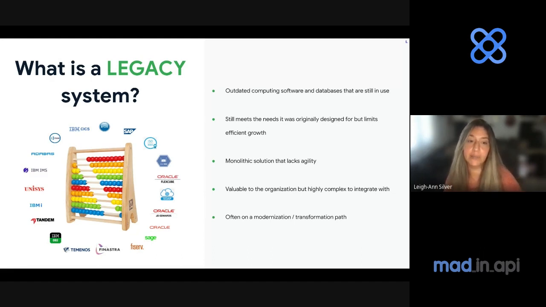And the main challenge with it is basically interacting with other parts of the ecosystem that the IT has. They are monolithic in the way they were designed, and they're lacking some agility. They're super reliable, they're valuable to the organization, but they are highly complex to integrate and interface with. And usually you would see them on some sort of modernization or transformation path, and we will talk about it.